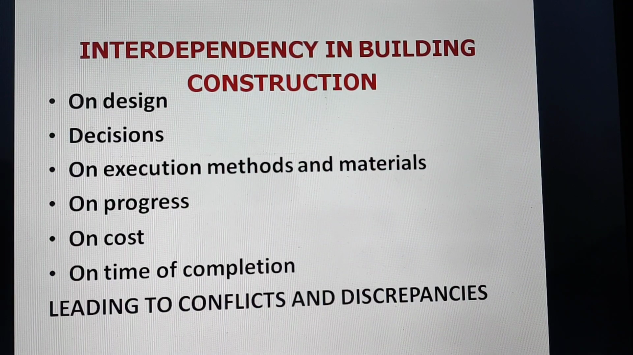So interdependency, if we talk about building construction, will be based on design. Then there are a large number of decisions which are dependent on multiple things, and execution methods may be different, materials may be different. Progress gets affected once these multiple authorities are there and coordination is a problem. Then the whole effect comes on the cost of the building and the time of completion. Therefore, coordination, timely decisions and accurate designs are very essential. If they are not there, then they lead to conflicts and discrepancies.